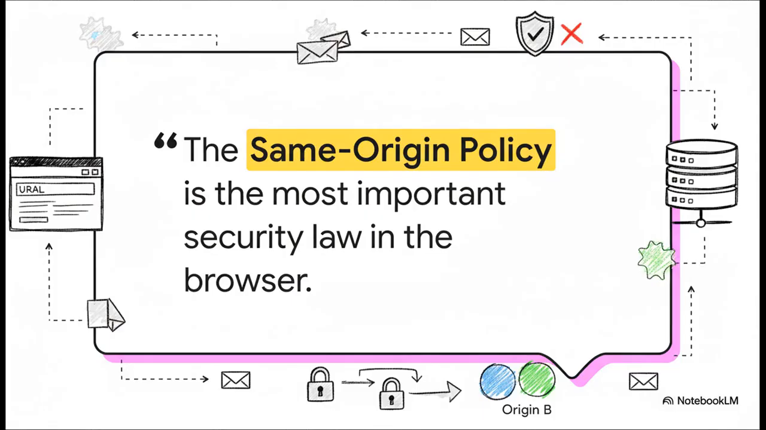So wait a second. You've got all this code from some random website running right there on your computer. How is that not incredibly dangerous? Well, there's one fundamental rule that keeps everything safe, and it is probably the most important security concept on the entire web. It's called the same origin policy.